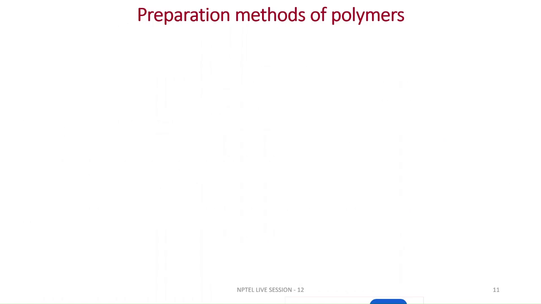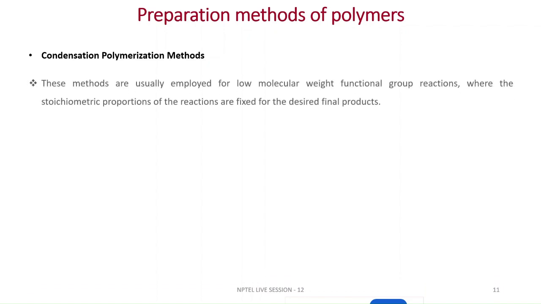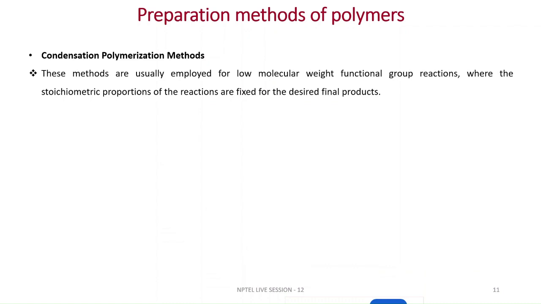So the second topic will be the preparation methods. We already discussed the physical and chemical structure of polymers, and based upon that, the categories of the polymers. Next, we will discuss preparation methods of the polymer. First is condensation polymerization. We already discussed that this is a stepwise process. These methods are usually employed for low molecular weight functional group reactions, where the stoichiometric proportion of the reactants is fixed for the desired final product.